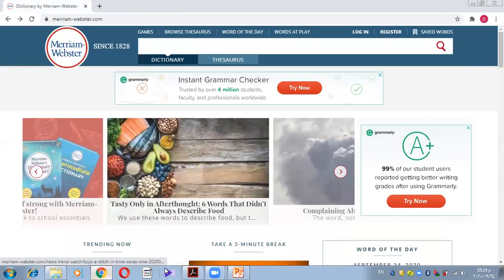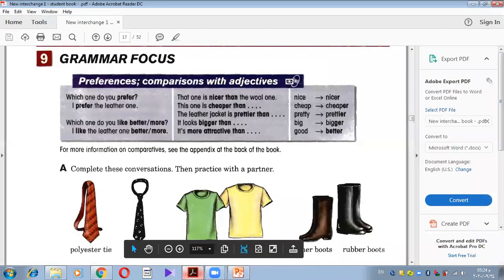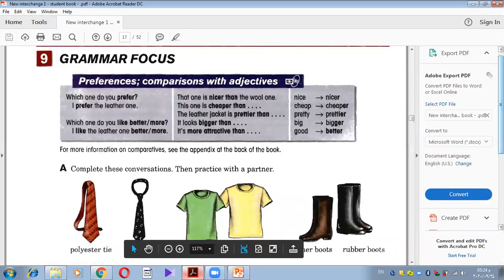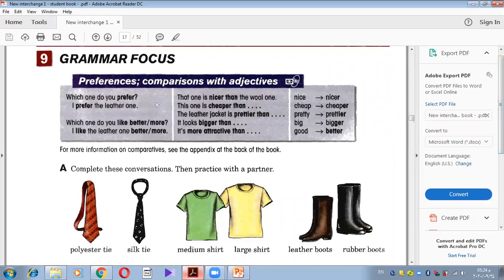Okay, now one more time. Our book, comparisons with adjectives. Which one do you prefer? I prefer the leather one. That one is nicer than the wool one. This one is cheaper, prettier than, bigger than, more attractive than.